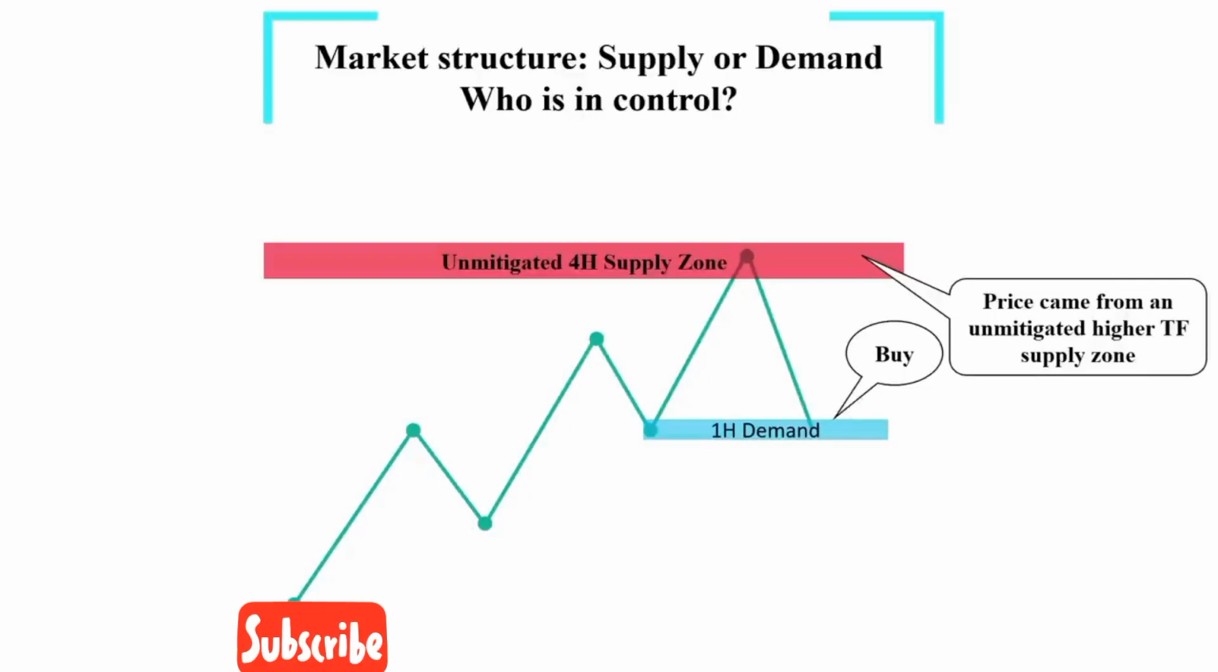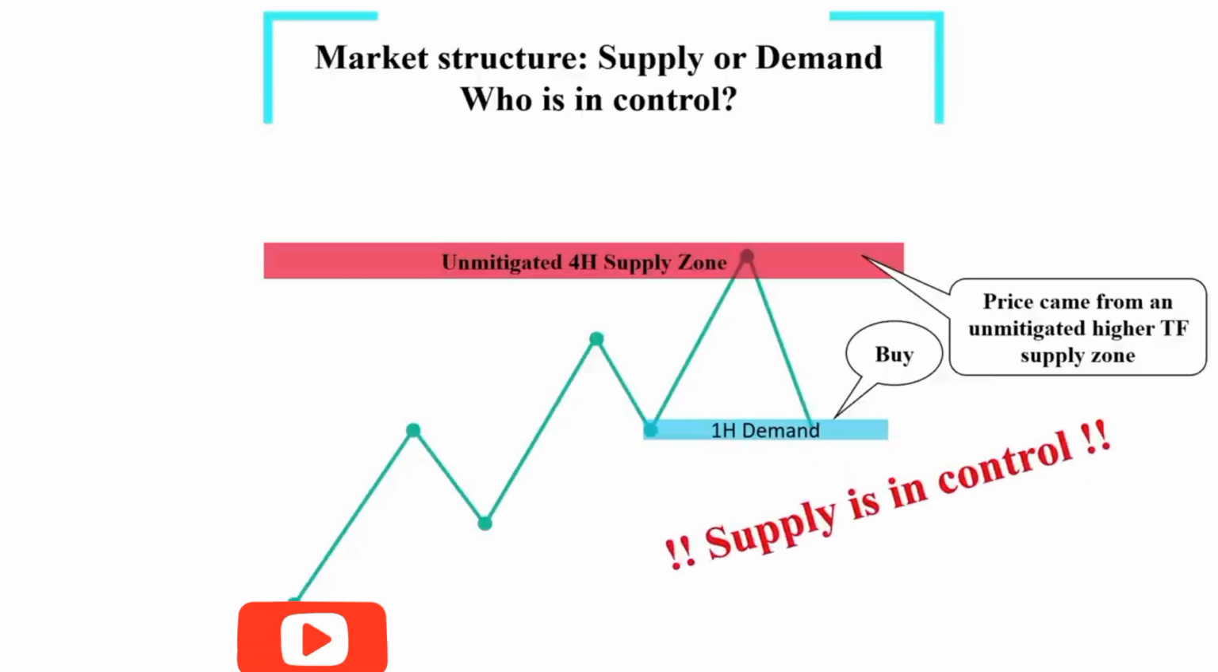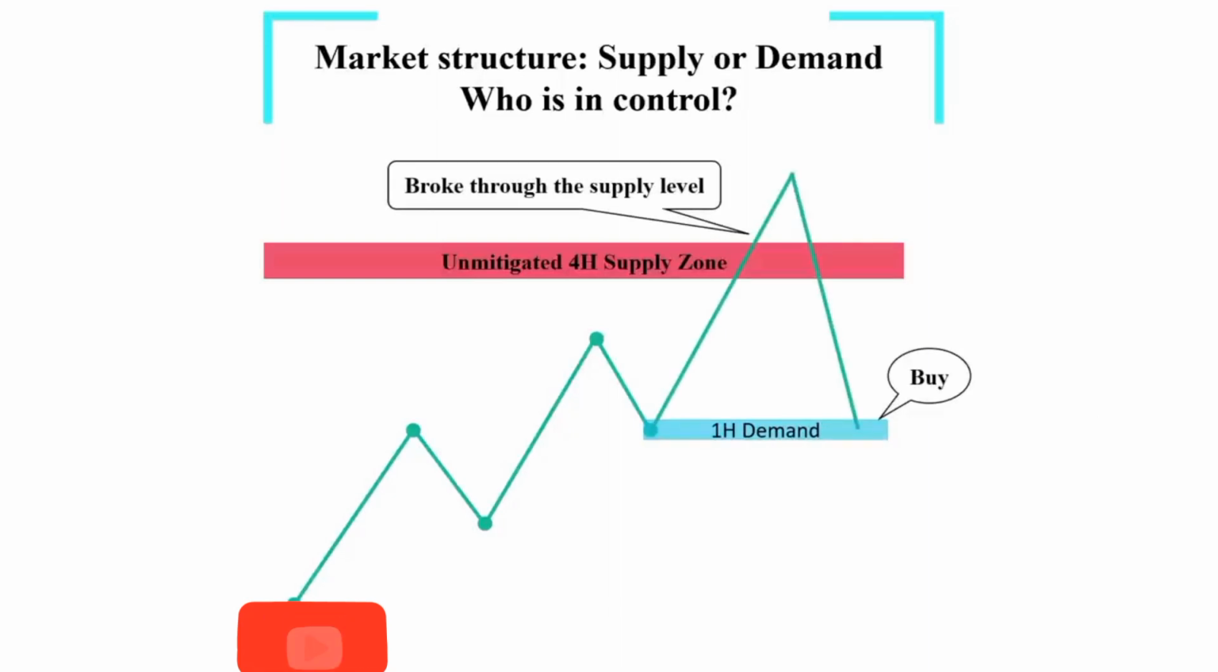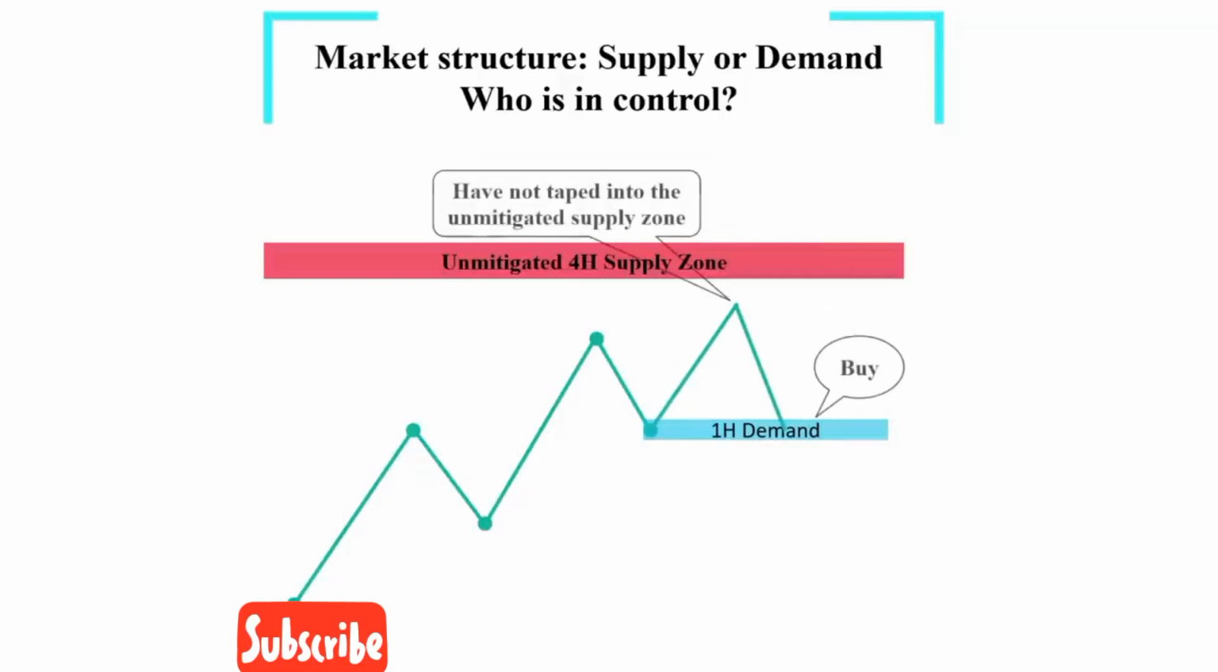Let's suppose you're waiting for a demand trade to go long, but the price comes from an unmitigated supply zone. In that case, supply is in control, and you can't trade demand without confirmation. Always check where the price came from. In two scenarios, you can use a risk entry. First, the price broke through the supply level, giving us a bullish higher timeframe bias. Second, the price broke the structure but has not reached the unmitigated supply zone yet.